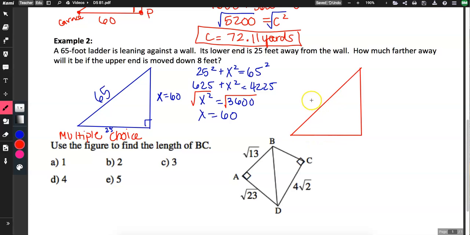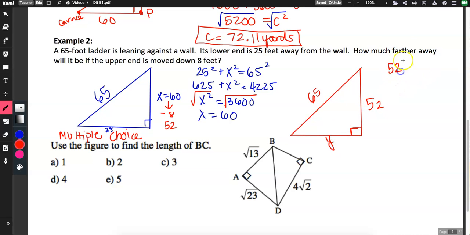The ladder length hasn't changed. That still has to be 65. Now if I've moved down 8 feet, the height of the wall is now only 52. Right? Because instead of being at 60 feet high, the ladder is reaching 52 feet high. And this time, I want to know how much further away. So I don't know the bottom leg here. Again, I'm solving. I'm going to make this a y instead of an x.